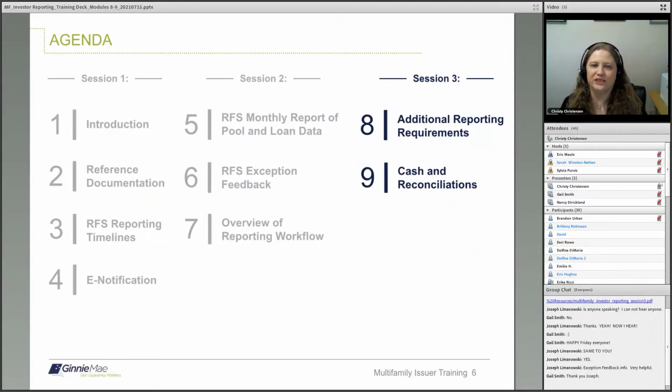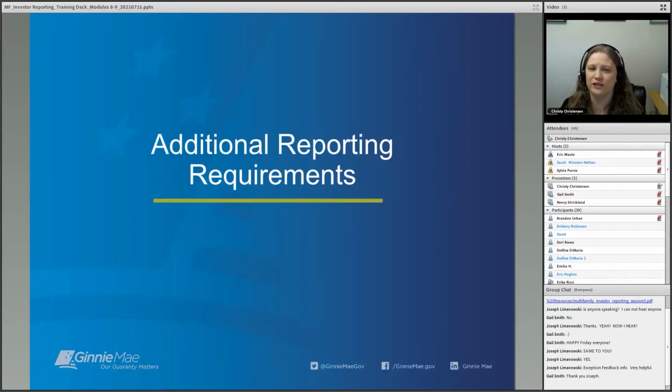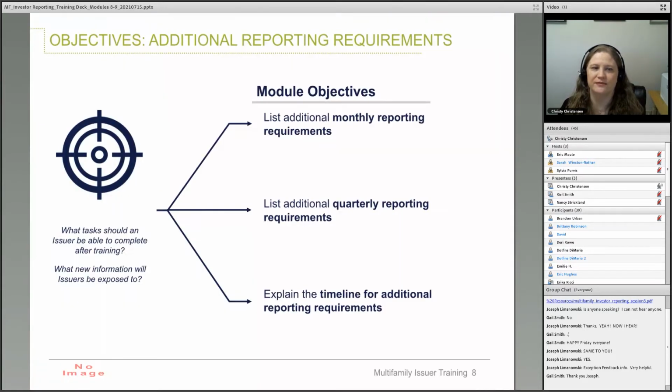In today's final session, we will be focusing on these 2 bolded modules. We will get started with additional reporting requirements. In this module, we will review monthly and quarterly reporting requirements and explain the timeline for additional reporting requirements.